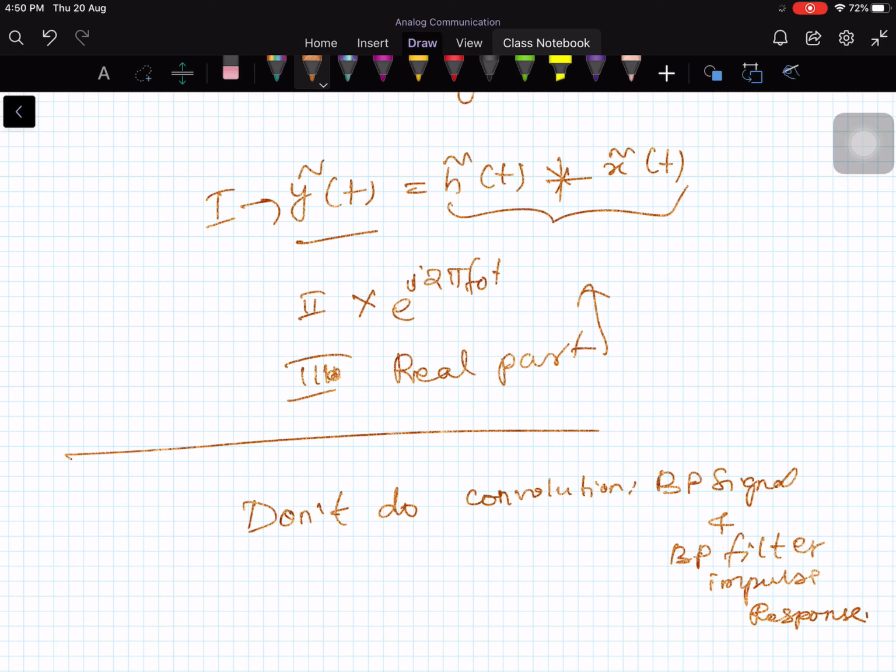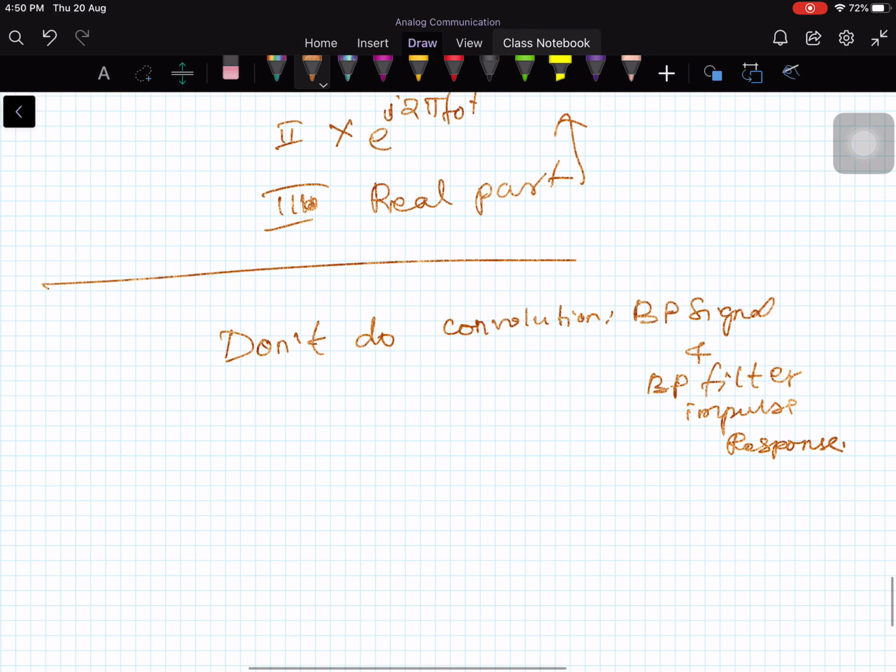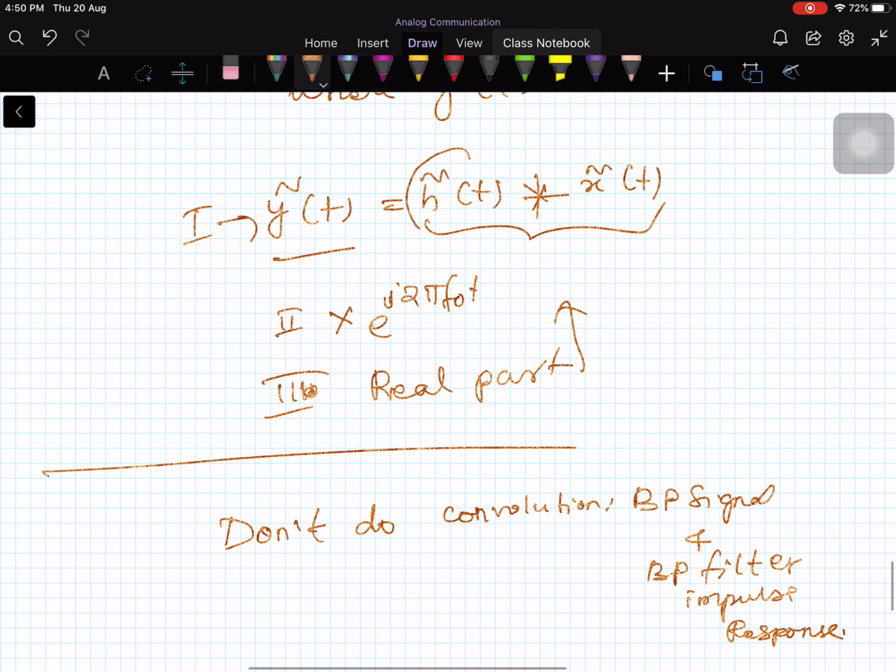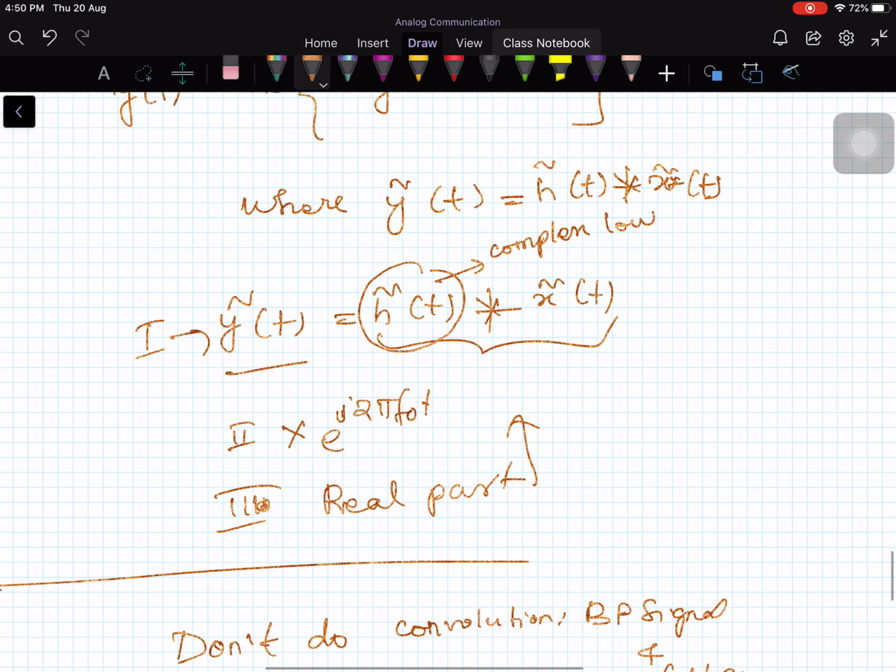Okay, therefore no need to do this kind of convolution of band pass signal with the band pass impulse response. I could as well do the convolution directly by using the complex low pass representation. Okay, so what is this? This is the complex low pass representation of the band pass filter.